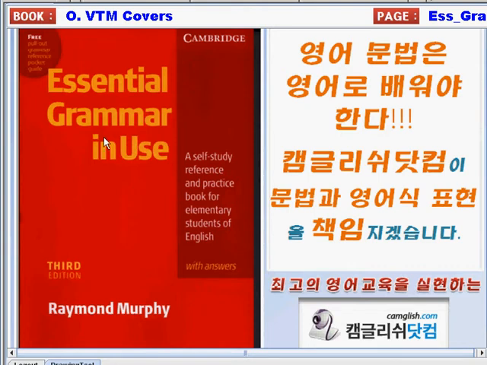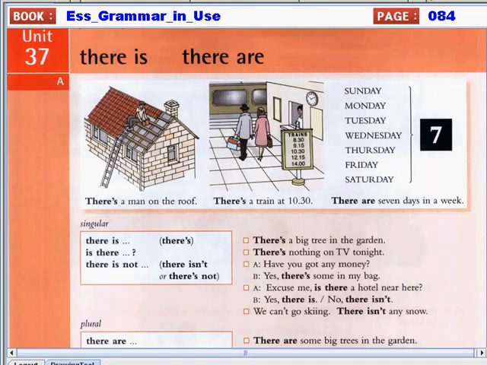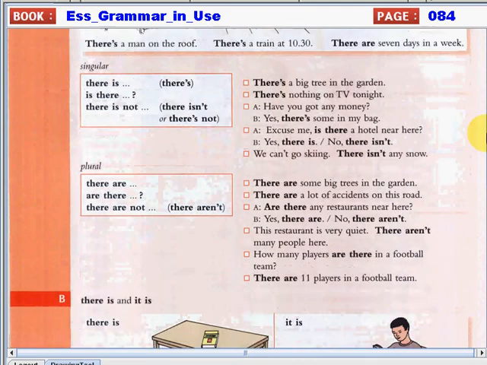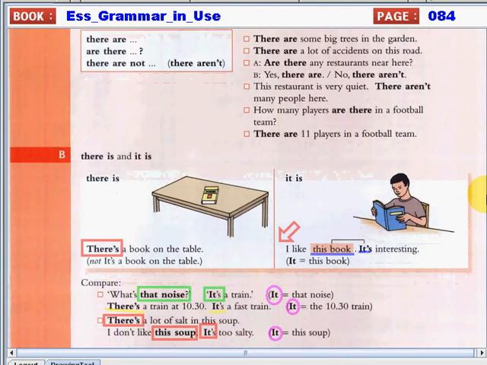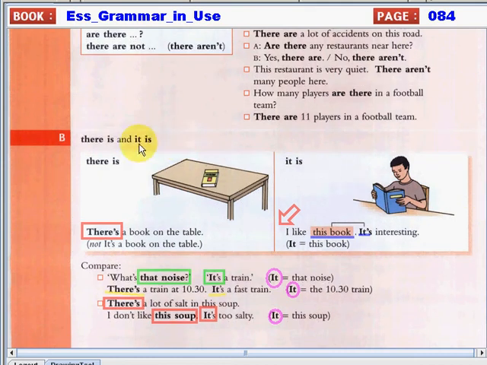Today, we will study the Essential Grammar in Use 3rd edition by Raymond Murphy. We are now at Unit 37 of this book, and we already finished studying how to use there is and there are. So let's go now to letter B. The next topic for Unit 37 is how to use there is and it is.